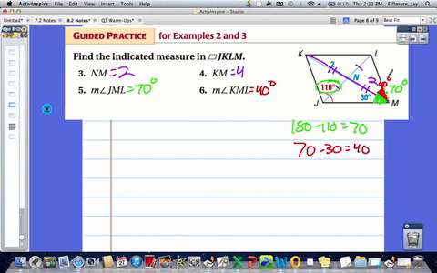So there's just a brief example of how we can apply these theorems to solve for missing segment lengths or angle measures in a parallelogram. These properties only work in a parallelogram. So if it's not a parallelogram, these properties will not be applicable.